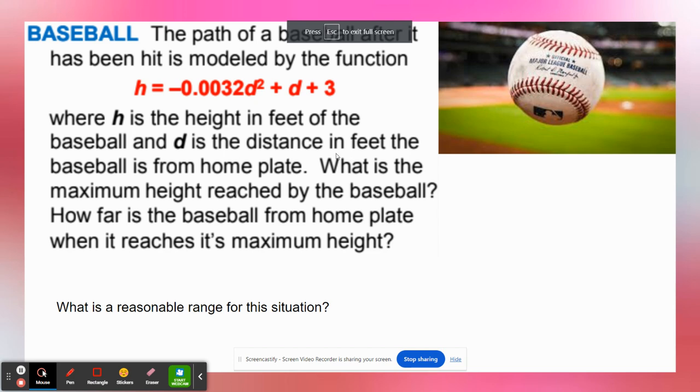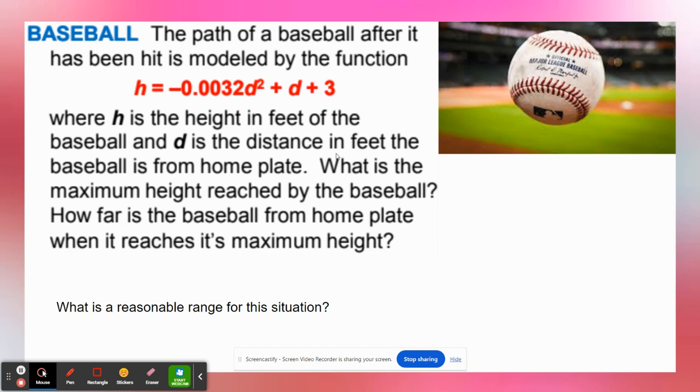Okay. Next question, baseball. The path of a baseball after it has been hit is modeled by the function h equals negative 0.0032 d squared plus d plus 3, where h is the height in feet of the baseball and d is the distance in feet the baseball is from the home plate. What is the maximum height reached by the baseball, and how far is the baseball from home plate when it reaches its maximum height?